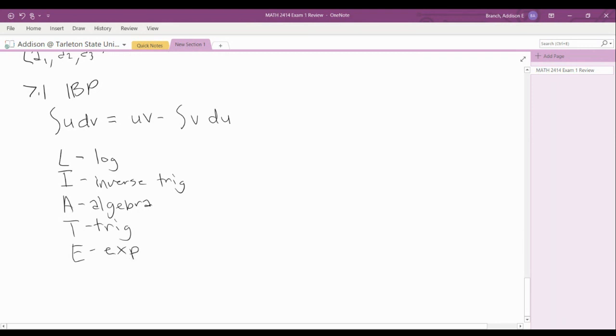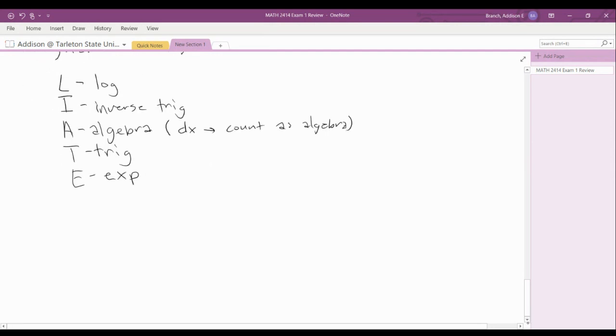And just one important note, because this may come up, is that if you just have a plain dx or like a 1 dx, that can count as an algebraic. But usually if you have that, that's going to have to be your dv. But that's where it would fall in case you ever need to know.